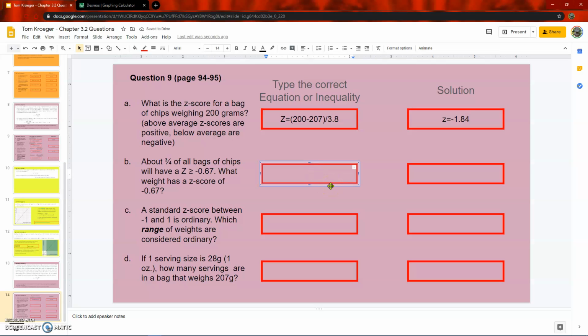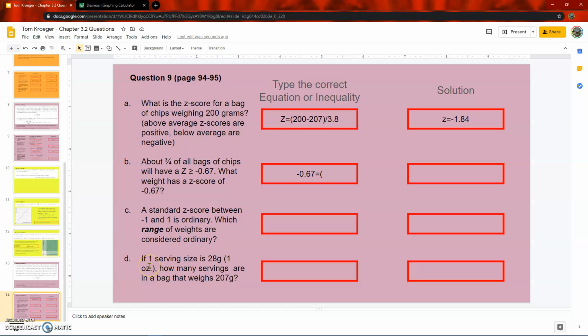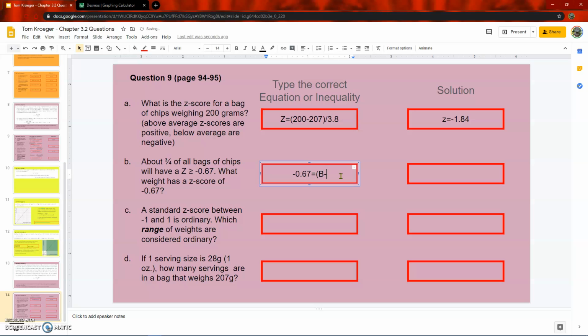Okay. Question B. About 3/4 of all bags of chips will have a Z-score greater than or equal to negative 0.67. Okay. What weight has a Z-score of negative 0.67? All right, so we're going to use our formula again. We're going to start with negative 0.67 equal to, what letter do we use there? What do they use in the formula? B. B again, for bags. B minus 207 divided by 3.8.